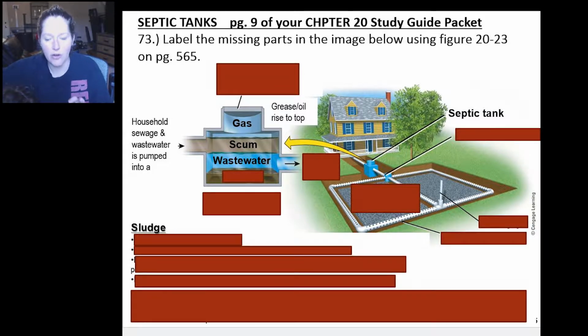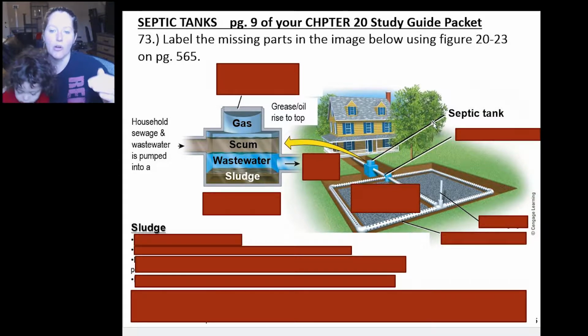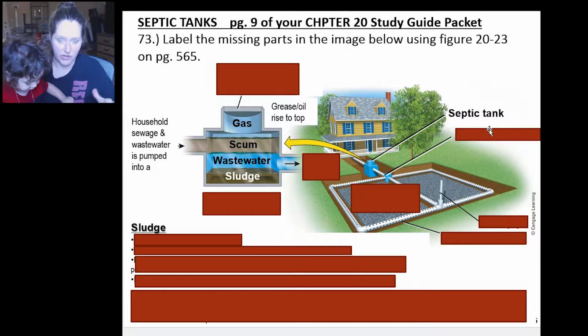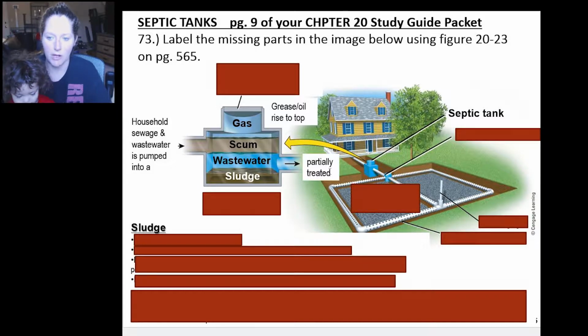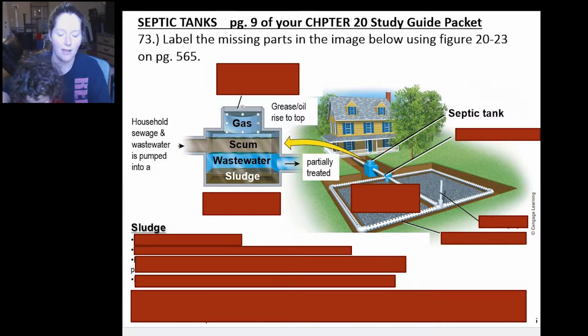Now, what it's also going to lose is the heavier items. The heavy items are going to go to the bottom, and they're going to become what is known as sludge. Okay? And you can see right here, your septic tank only allows this partially treated water to escape. Right here, partially treated water can escape, where the heavier sludge and the grease and the oil and stuff stay inside your septic tank.